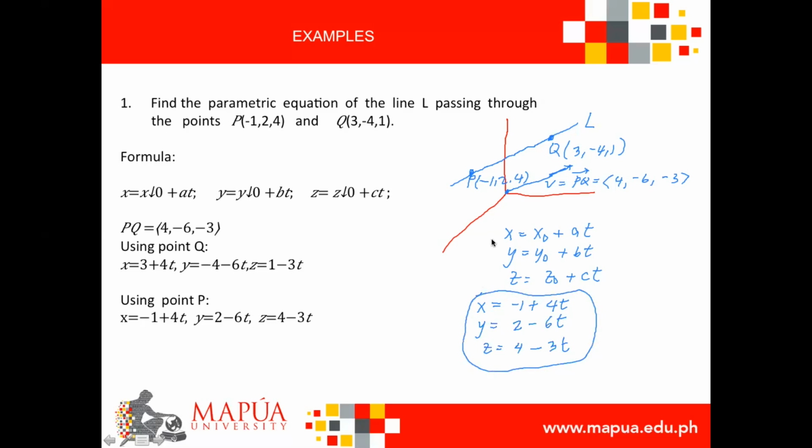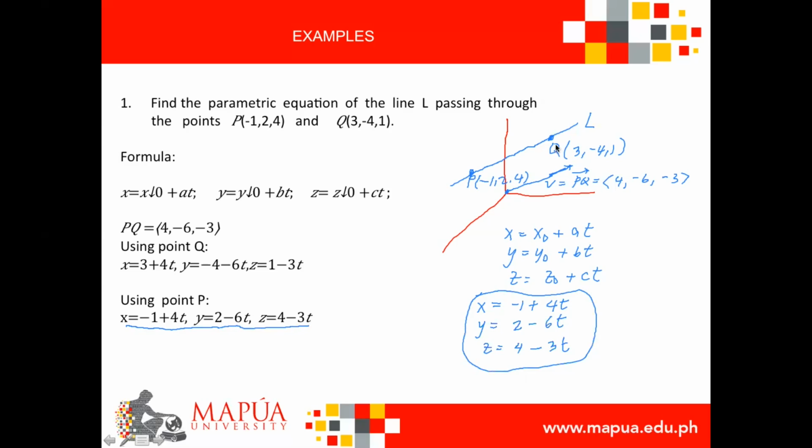If we denote point P as our initial point, as you can see, we have here the answer: x = -1 + 4t, y = 2 - 6t, and z = 4 - 3t.